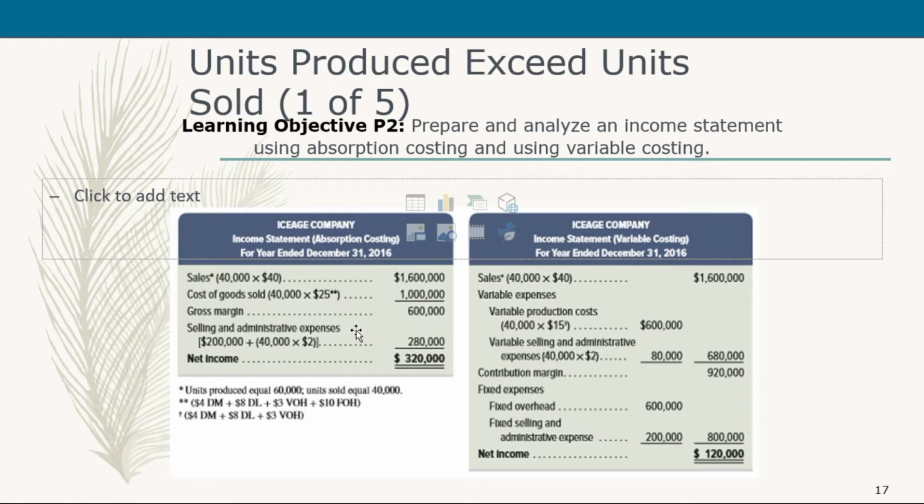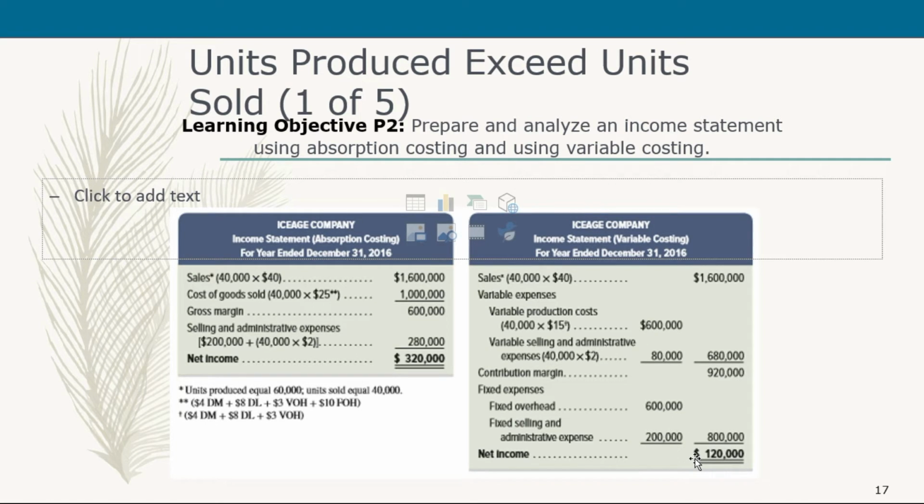Now, for the income statement for absorption costing, we have your gross margin of $600,000, and your selling and administrative expenses equal to $280,000 will be deducted from your gross margin in order to come up with your net income. For your variable costing income statement, we will deduct your fixed expenses. Now we have the breakdown of your expenses: fixed overhead of 600,000 and fixed selling and administrative expense of 200,000, which will give us a total fixed cost of $800,000, and it will be deducted from your contribution margin in order to get your net income of 120,000.